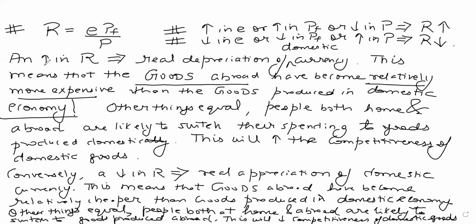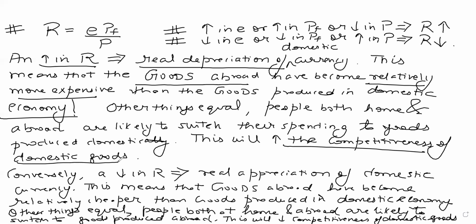An increase in R means real depreciation. That means goods abroad have become relatively more expensive than the goods produced in the domestic economy. So both the domestic consumers and the foreign consumers will switch their expenditure to the goods produced domestically. This will increase the competitiveness of our products in the world market.